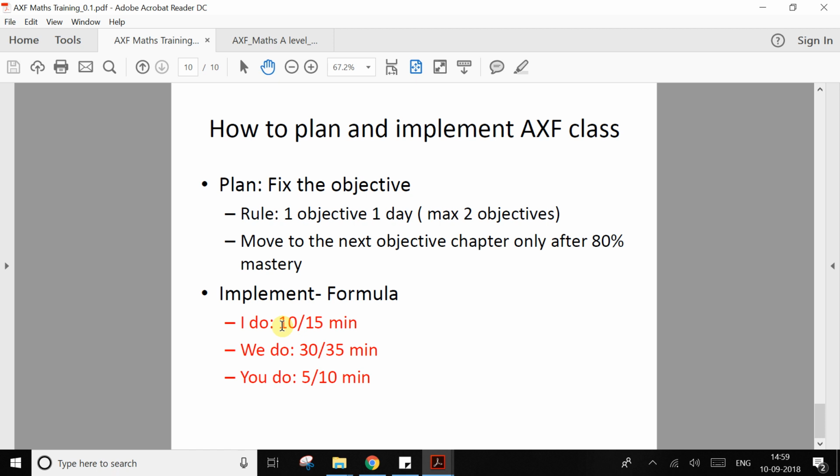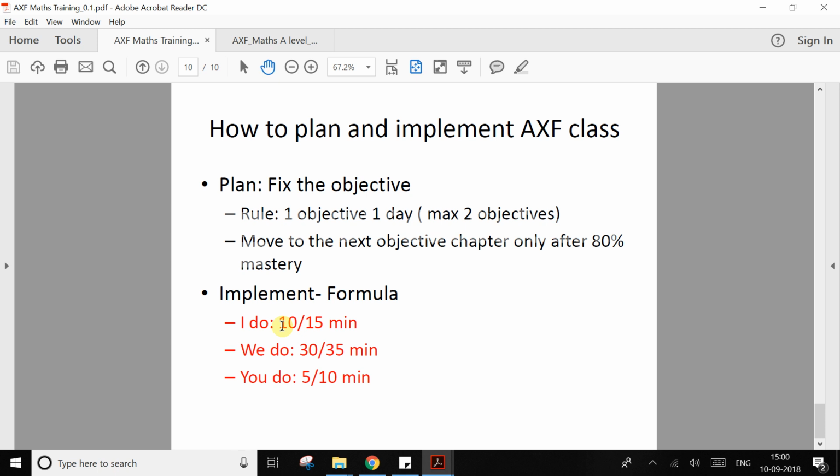Another scenario can be that the majority of students have understood it, say around 80% or 90% of the students have understood. Only 10 or 20% of children have not understood. Then you can freely move to the next objective. That is the second rule for using objectives. First rule is 1 objective in a day, maximum 2 objectives.